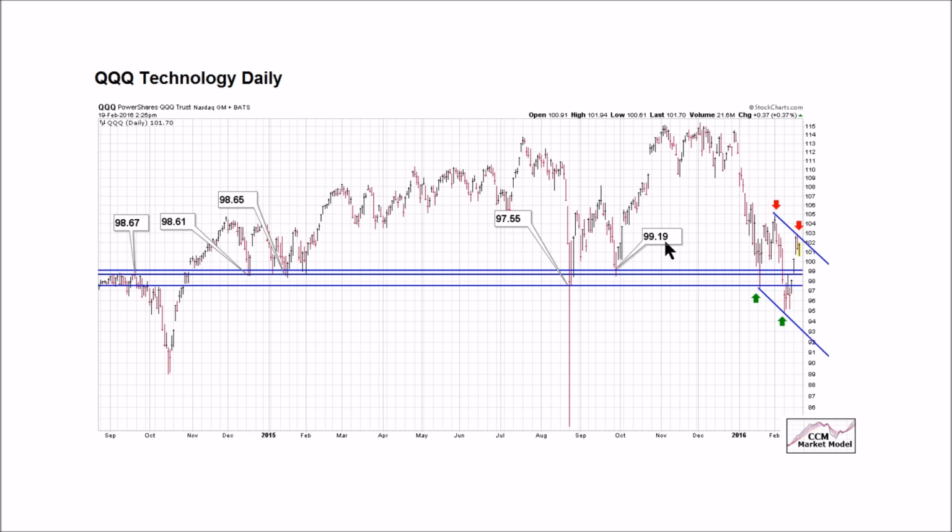The good news is we did recapture all of these levels here. So if QQQ can make a higher high here and break above this line, good things could happen, and we'll keep an open mind about that. Right now, this chart really hasn't done anything that's really overly impressive.